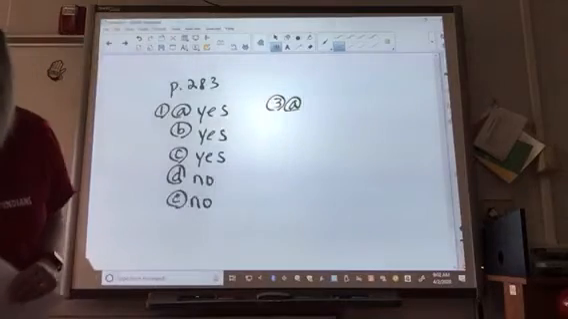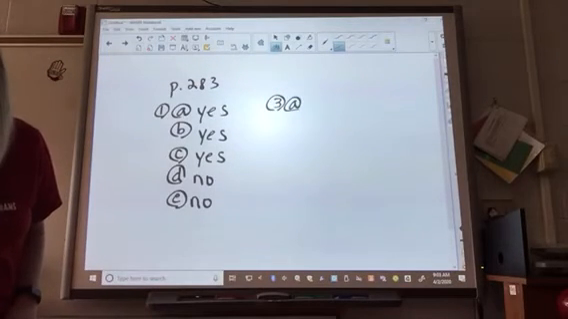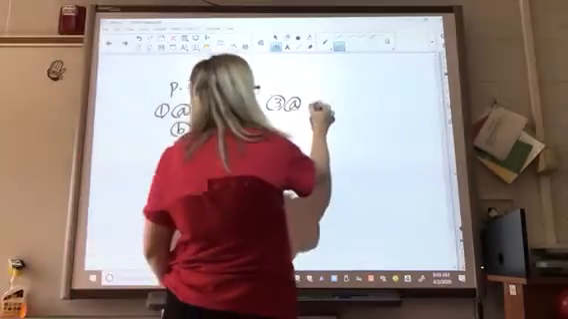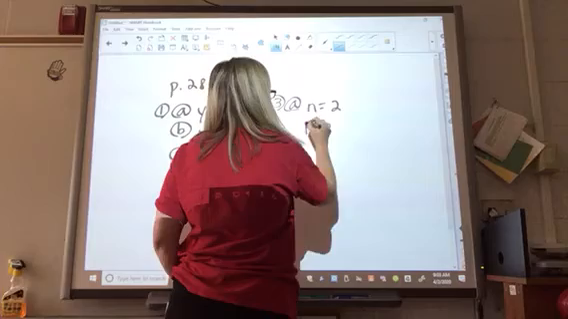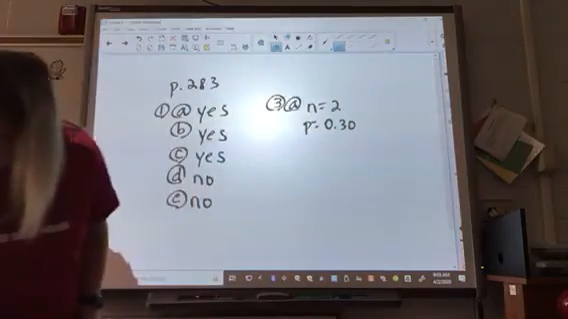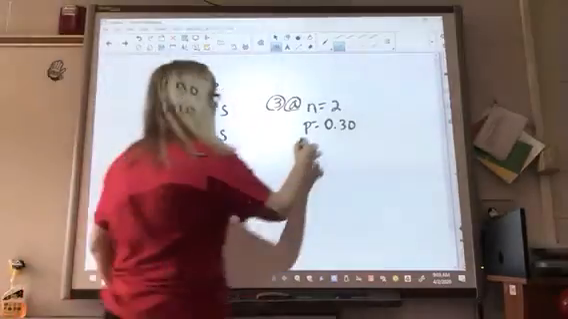All right, let's talk about number 3. Okay, now number 3, part A, we're going to use the chart to compute the probability of S successes. So I got N is 2, P is 0.30, and X is 1.